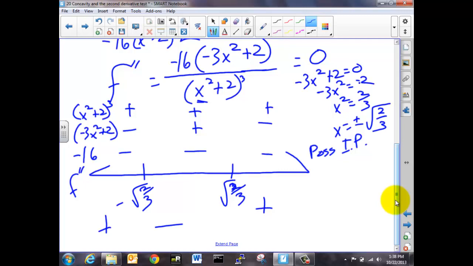Now, tell me, are these inflection points? Yeah, they're possible. Well, now we know they are. Why are they? It proves it. Because the math says so.